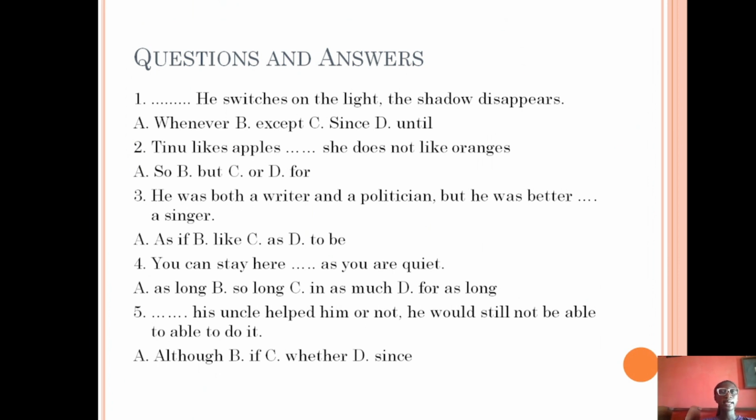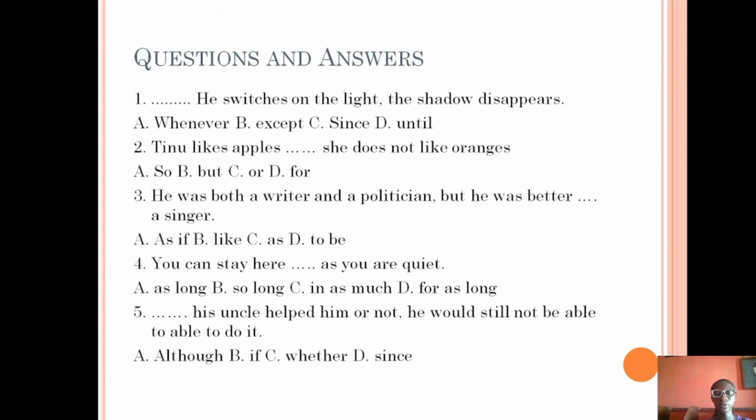Question 1. Dash, he switches on the light, the shadow disappears. A. Whenever. B. Except. C. Since. D. Until. The correct option is option A. Whenever he switches on the light, the shadow disappears.